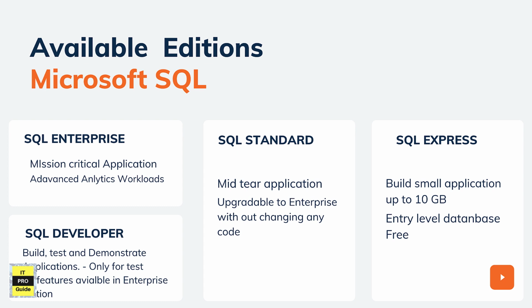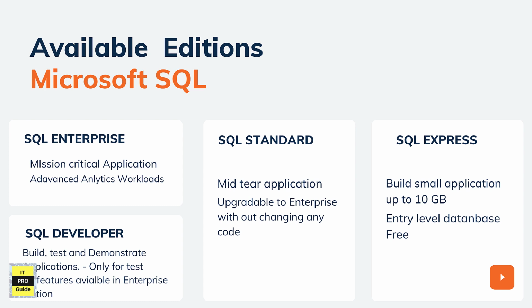So if you want to practice SQL development, or you want to practice high availability like what I'm going to show you in this video, then you can download the Developer edition. Then you can begin practicing this high availability or any other feature that you want to explore. SQL Enterprise is a paid edition. Based upon the number of cores in your server, you have to purchase a license for SQL Enterprise. SQL Standard is also a paid version that is good for mid-tier applications, and also you can upgrade from SQL Standard to SQL Enterprise.